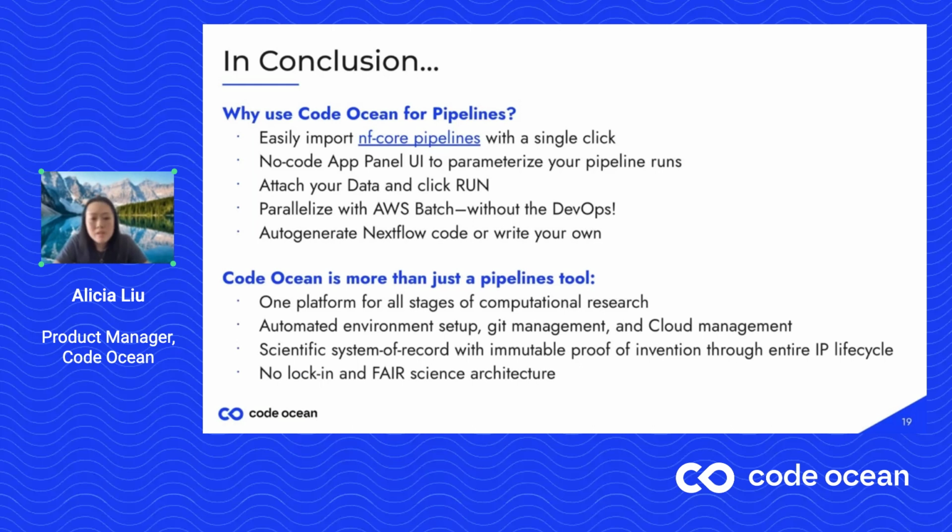We are, of course, more than just a pipelines tool. We are one platform for all stages of computational research, from your upstream data processing to pipelines to downstream computational analysis with built-in IDEs and apps running on the cloud. We automate environment setup with Docker built in, version control with Git, as well as cloud management. With our automated lineage and provenance, we provide a scientific system of record that captures the entire analysis and data lifecycle. And last but not least, we are built with FAIR science architecture, and there is zero platform lock-in.